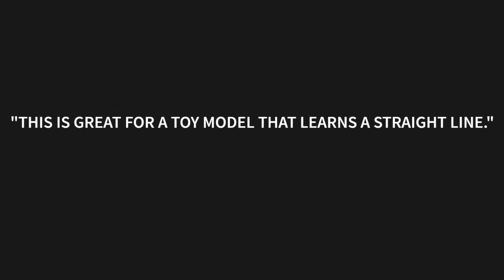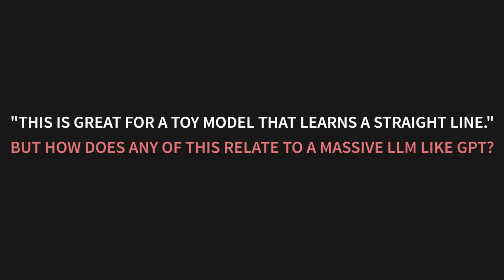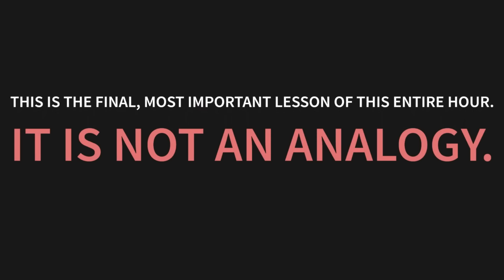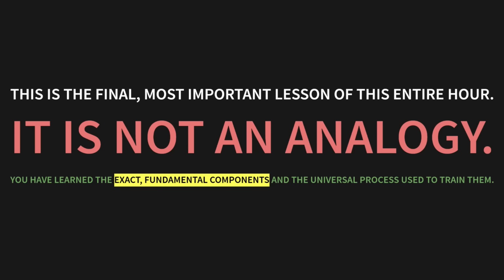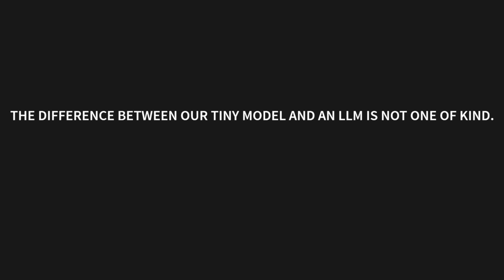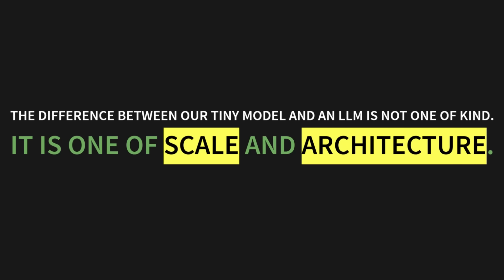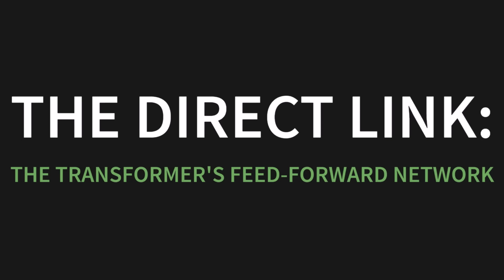You might be sitting there thinking, this is great for a toy model that learns a straight line. But how does any of this relate to a massive LLM like GPT? And this is the final, most important lesson of this entire hour. It is not an analogy. You have learned the exact fundamental components and the universal process used to train them. You see, the difference between our tiny model and an LLM is not one of kind. It is one of scale and architecture. So let's make the direct link.